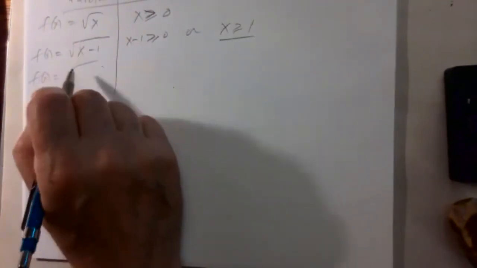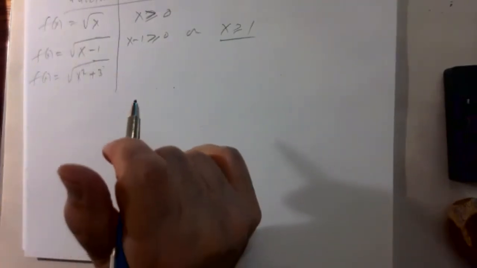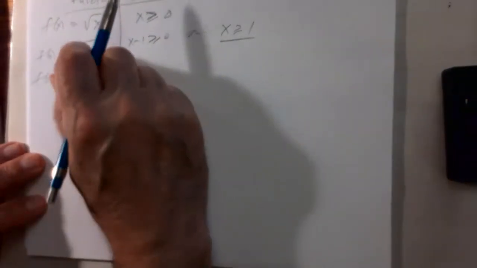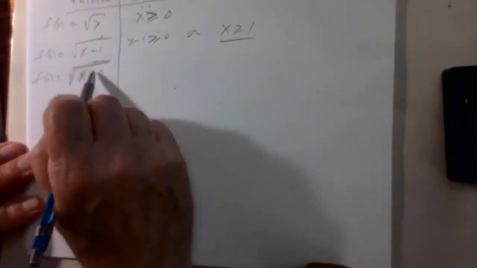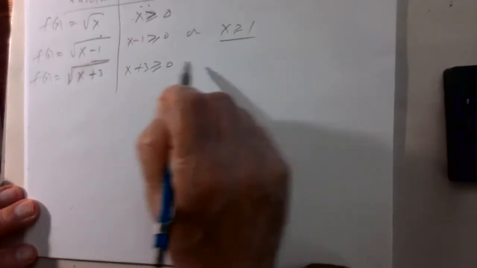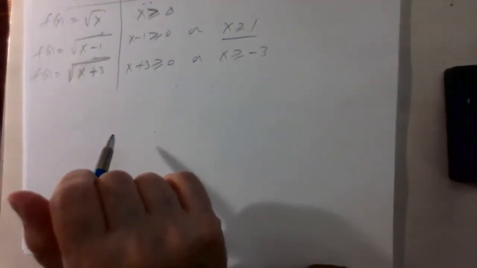Suppose f of x is the function square root of x plus 3. Sorry, make it x plus 3. So this is defined whenever x plus 3 is greater than or equal to 0, or x greater than or equal to negative 3.